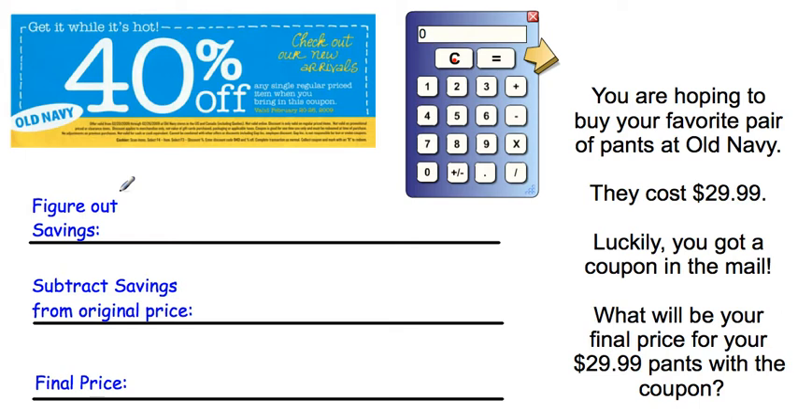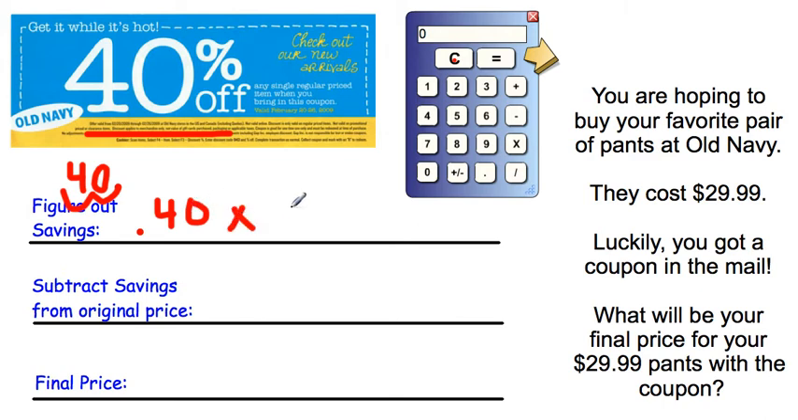Okay, now we're going to continue our little shopping trip, and we're going to go to Old Navy. It says you're hoping to buy your favorite pair of pants at Old Navy. They cost $29.99. Luckily, you got a coupon in the mail. That coupon gives you 40% off of those pants. We need to figure out what the final price for the pants is after we use our coupon. So we need to figure out what is 40% of $29.99. Again, we need to turn 40% into a decimal. So we're going to move that decimal point over 2 places to the left. So we get 0.40, or 0.4.